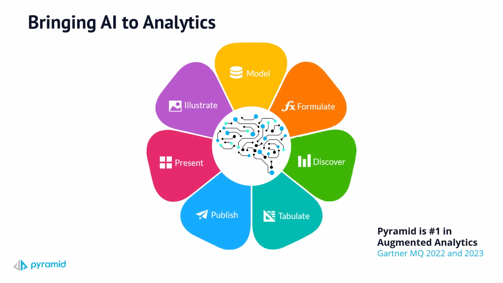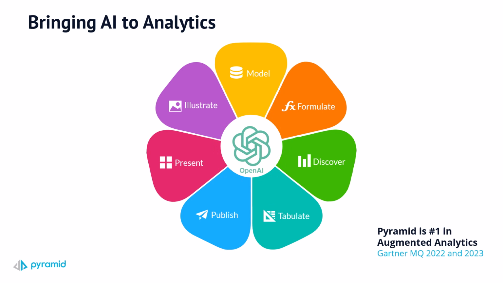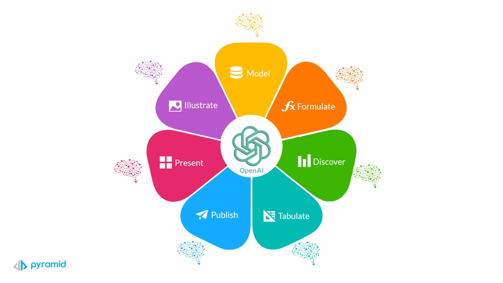Pyramid is the leading vendor of augmented analytics in the market with an armada of AI-driven capabilities. And now, with the integration of generative AI, we continue to revolutionize the data-driven decision-making process for technical and non-technical users alike. OpenAI's ChatGPT engine is powerful and can be used to supplement Pyramid's own AI tools. And the integration is not just a single feature.